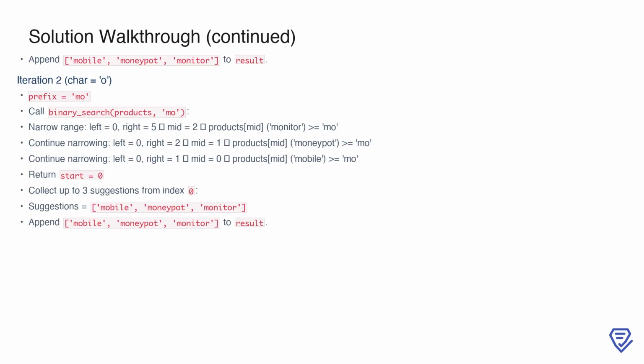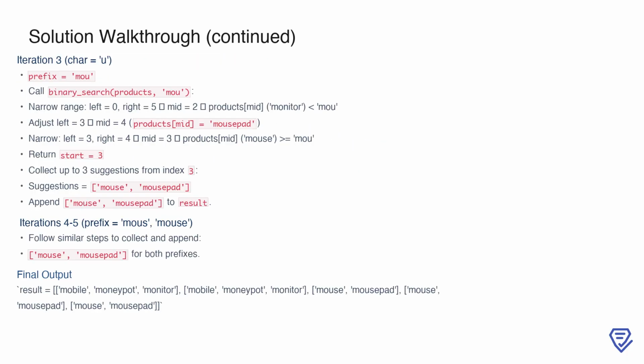same starting products. At the third character, U, the prefix becomes MOU. The binary search now determines that the starting index has shifted due to the updated prefix. Initially, the middle product monitor is less than mou, so the left boundary is adjusted. The search continues until it identifies the starting index as 3, where the product matches the prefix. From index 3, we collect up to 3 suggestions, which are mouse, mousepad. These are then appended to the result list.